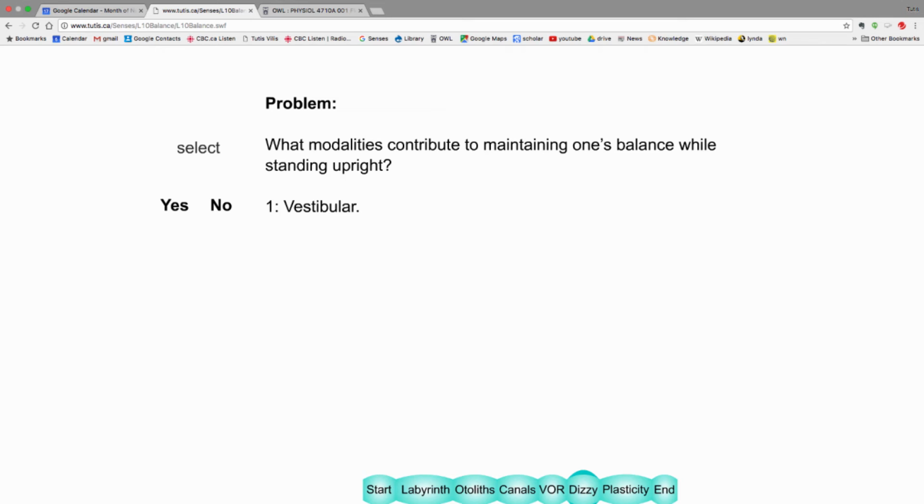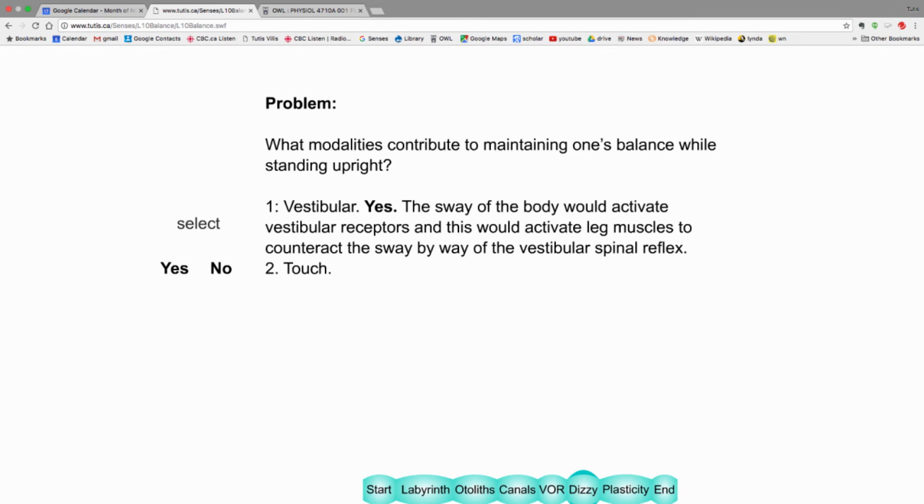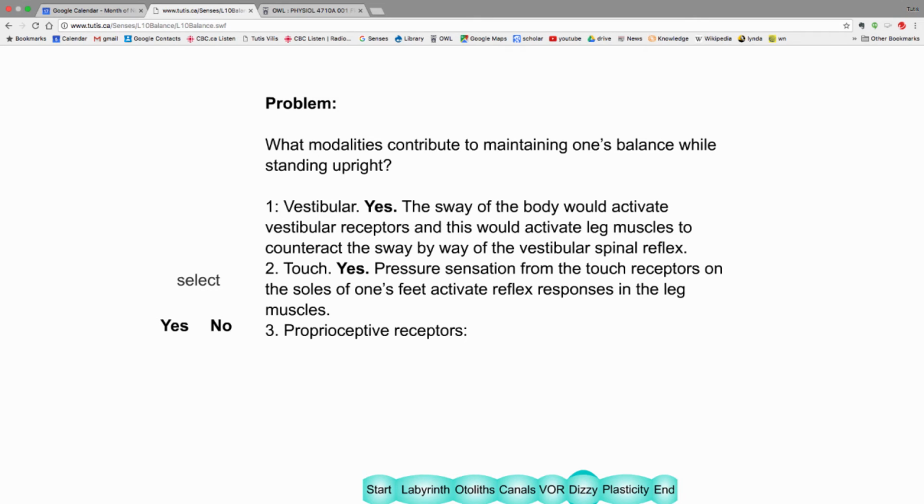Okay. Anyone who thinks that the vestibular system contributes to your sense of balance, put up your hands. Okay. Anyone who thinks touch, your sense of proprioception, touch has a sense. Okay, yes? Yeah, it does. So for example, if the soles of your foot, the pressure on them will help you maintain balance.